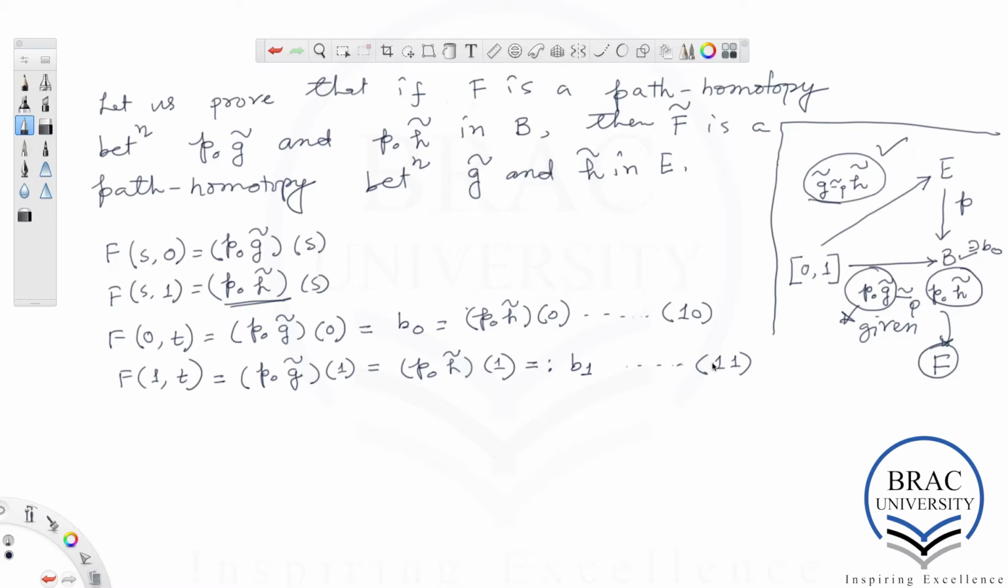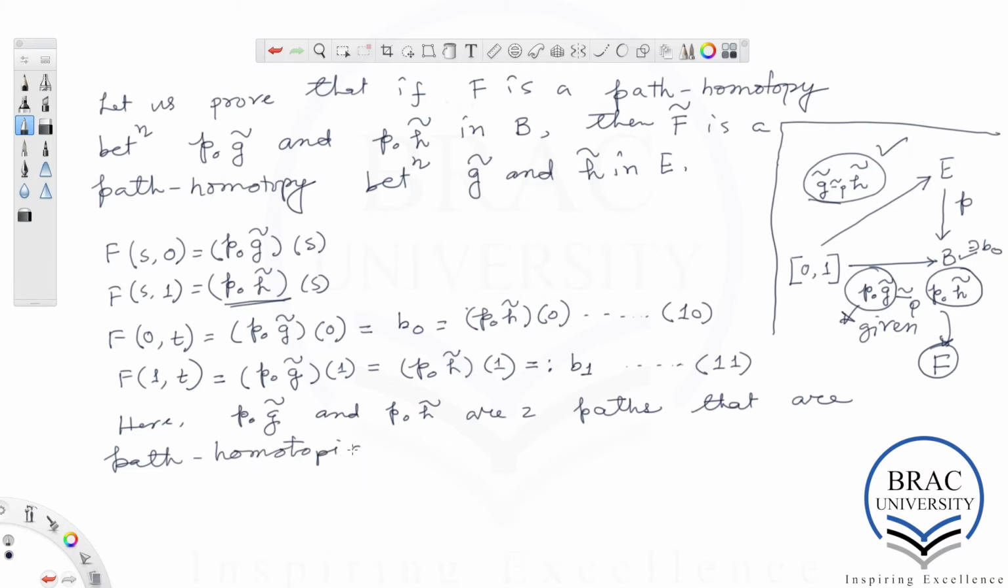So these data are read off from the definition of path homotopy. Here, P composed with G tilde and P composed with H tilde are two paths that are path homotopic, beginning at b0 and ending at b1. Good. Now, the claim is the following.